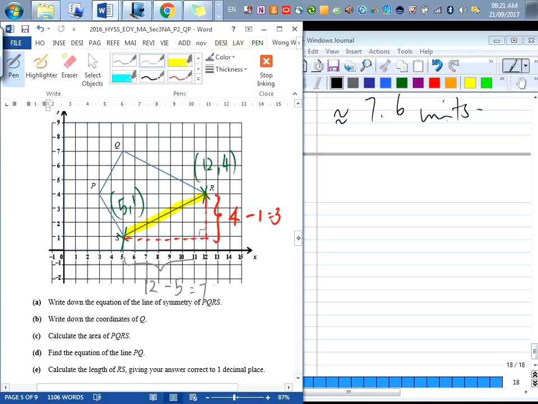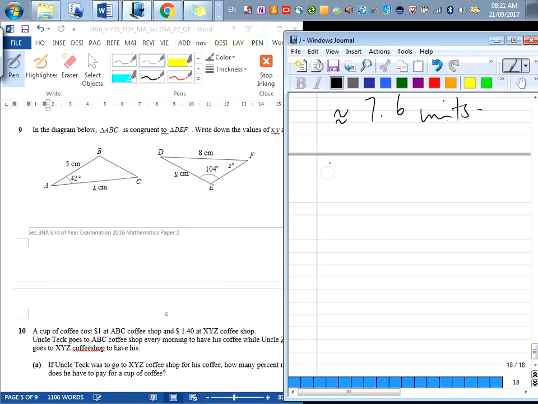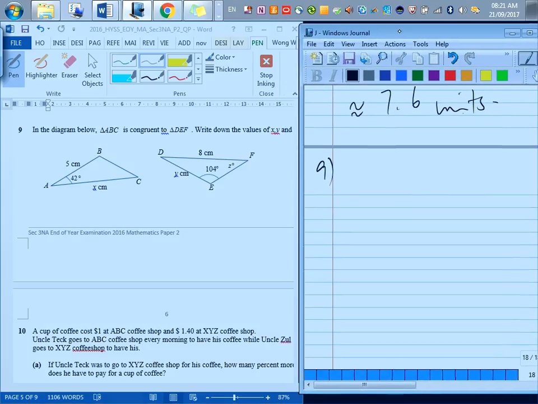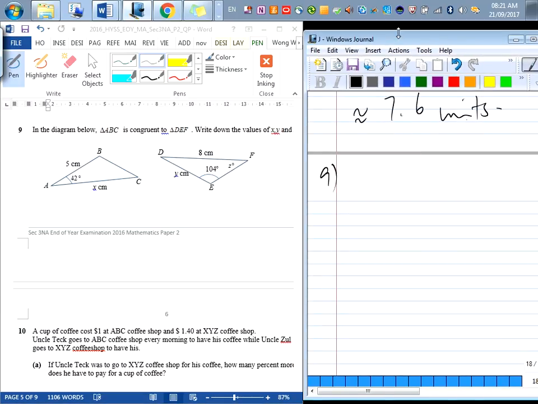Question 9. These two triangles, they are congruent. Congruent means they are exactly the same. And for congruency and similarity triangle questions, always draw the triangles out yourself. So for example, in this case, they say that ABC is congruent to DEF.